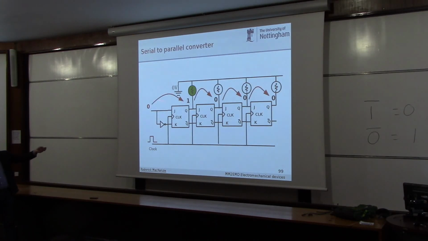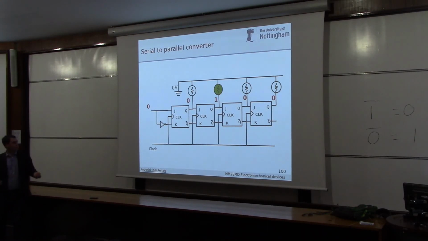This JK flip-flop remembers this 0. This JK flip-flop remembers this 1. This one remembers this 0. This one remembers this 1. And the 1 shuffles along this register. This is called a shift register. So we've now remembered this 0, and we remember this 1.